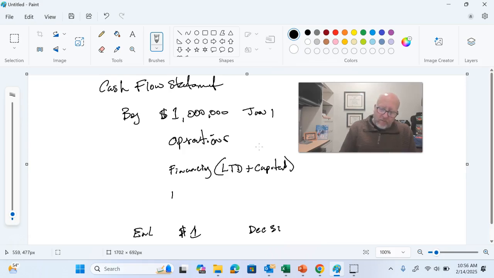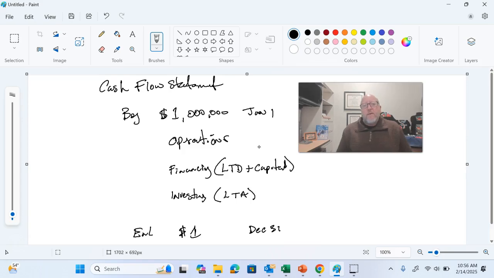And then the third one is investing. Investing has to do with long-term assets. Did I use my cash to convert cash to long-term assets like a piece of machinery or equipment?